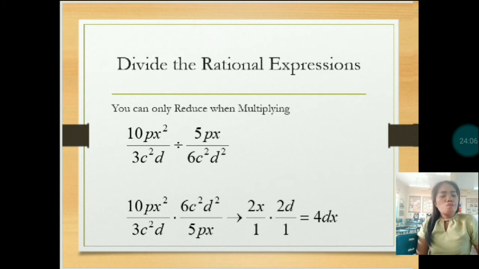Then we're going to multiply both our numerators and both our denominators. You have 2x times 2d, you have 4dx, and 1 times 1, of course, 1. Our final answer is 4dx.